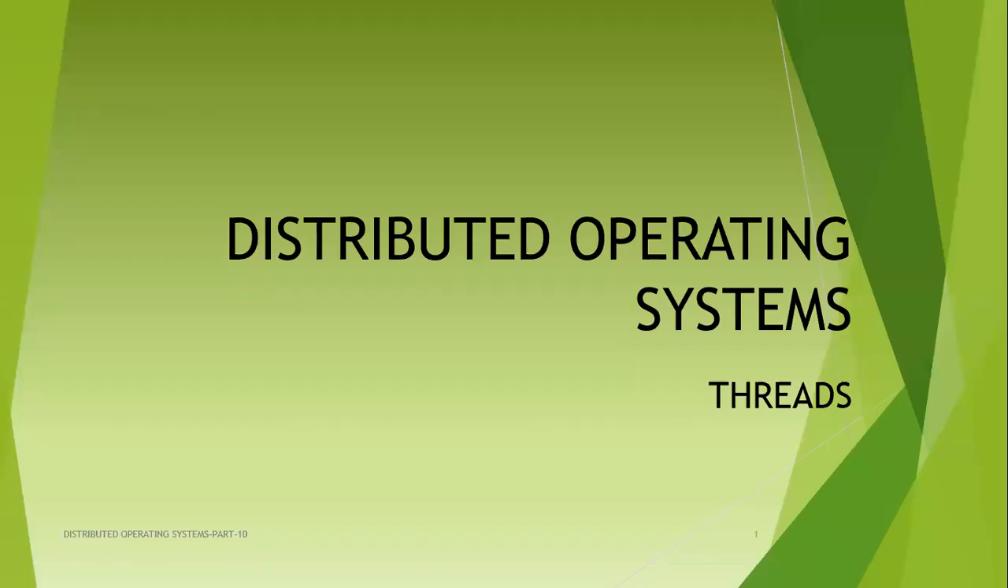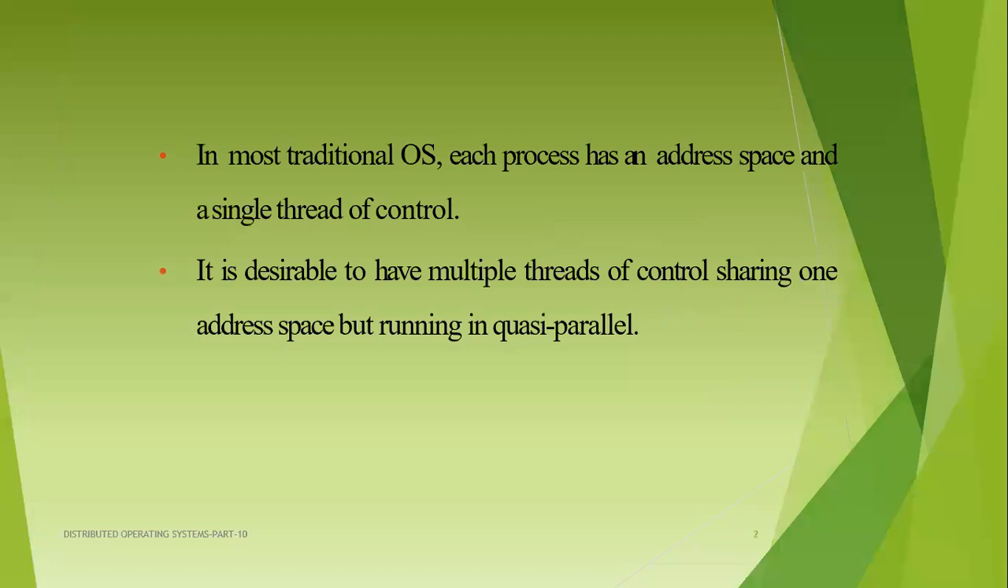In this video, I am going to talk about threads. Threads are a popular way to improve application performance through parallelism. In traditional operating systems, the basic unit of CPU utilization is a process. Each process has its own program counter, its own register states, its own stack, and its own address space.